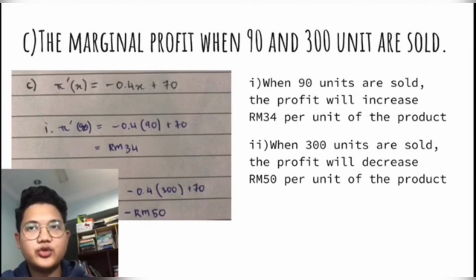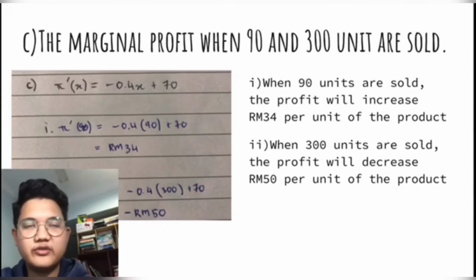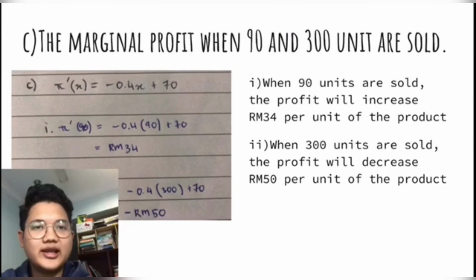Firstly, we have to use the total profit equation. From the total profit equation, we have to differentiate it. So firstly, we substitute the 90 into the x inside the equation. So we got 34 ringgit when 90 units of medicine bottles are sold. We can define that when 90 units of medicine bottles are sold, the profit will increase by 34 ringgit per unit of the product.